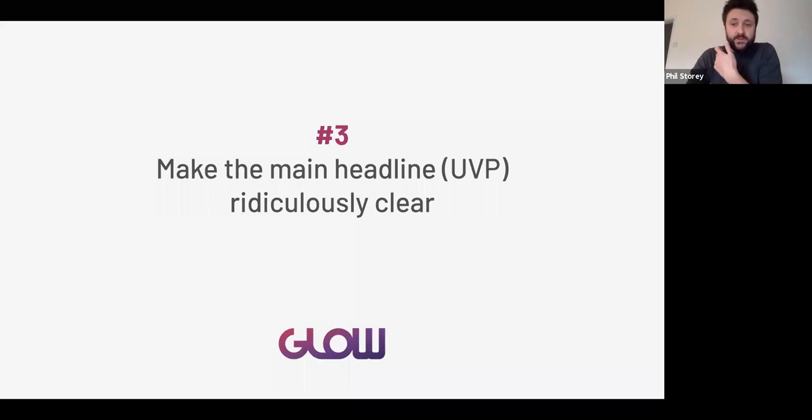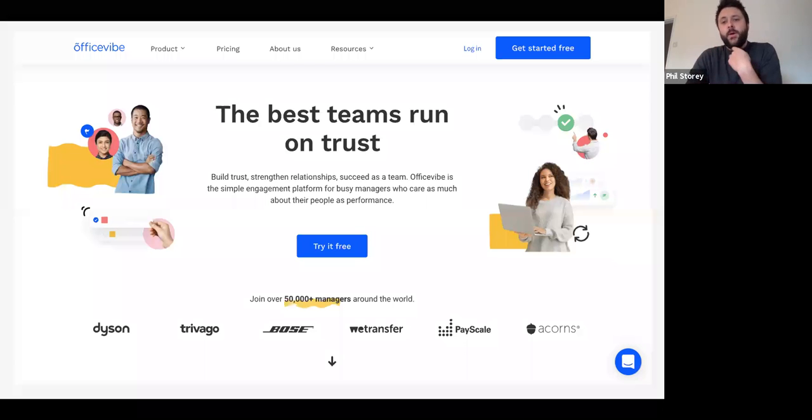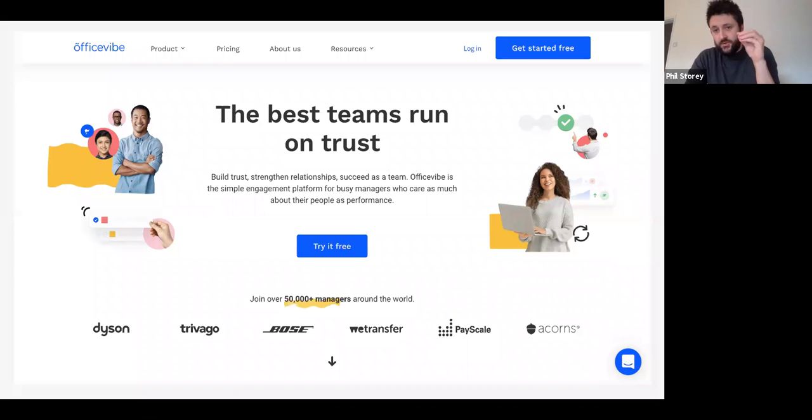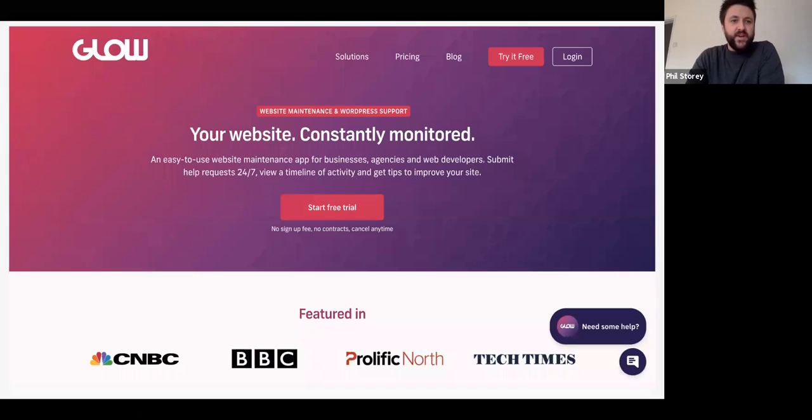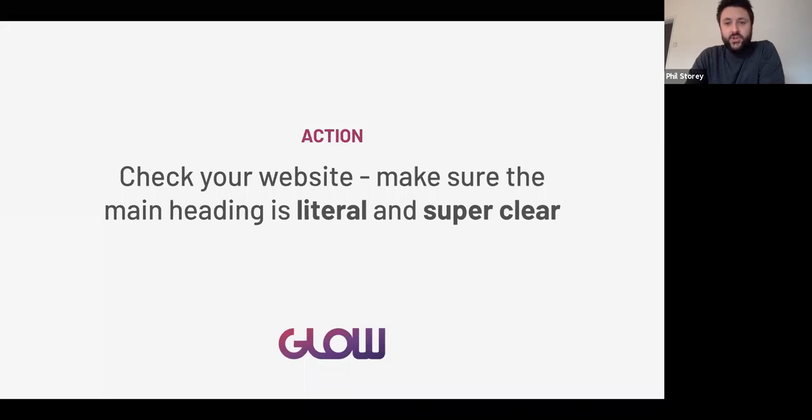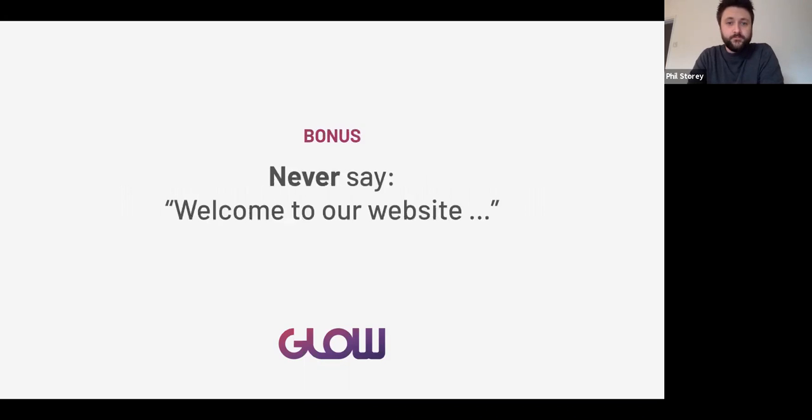It's what we refer to as the unique value proposition. So have a think about what it is that makes your business different. Who are you talking to? What's it about? A bit of extra information. And then what do you want people to do after they've taken that information in? Office Vibe and Glow clearly want you to start the free trial. So take an action: go back to your website, have a look at it, and make sure that main heading is really, really clear. No fluffy language at all. Just make it very to the point and obvious about what your business does and how it helps people.